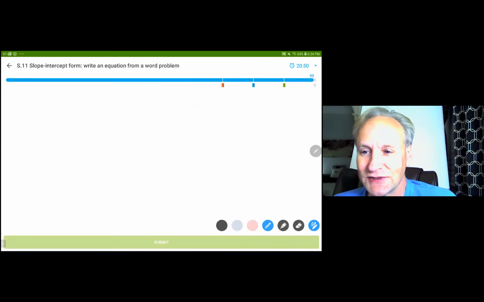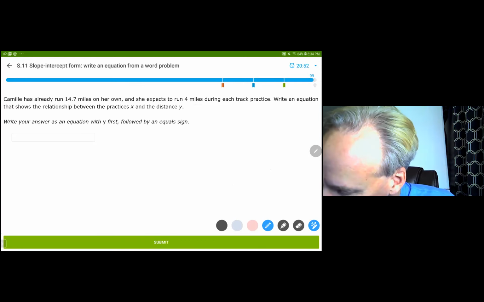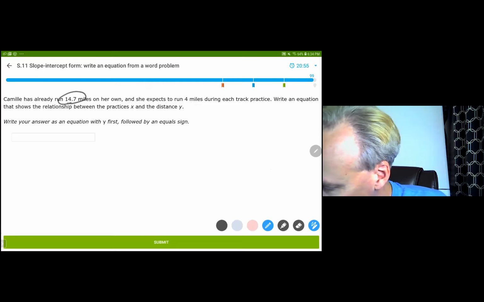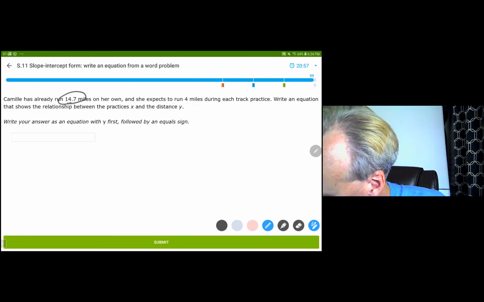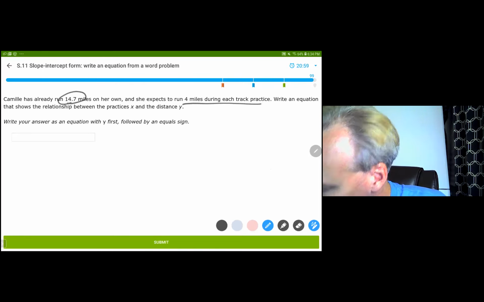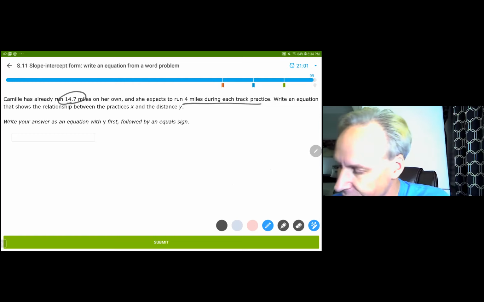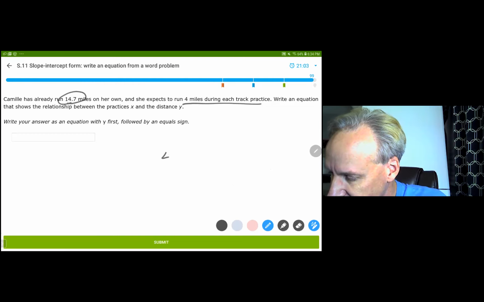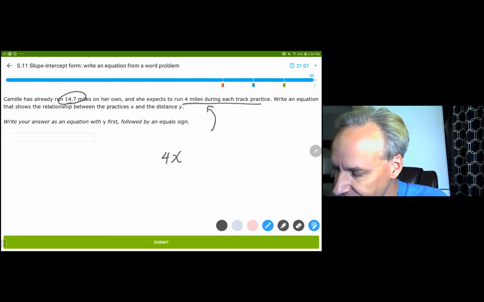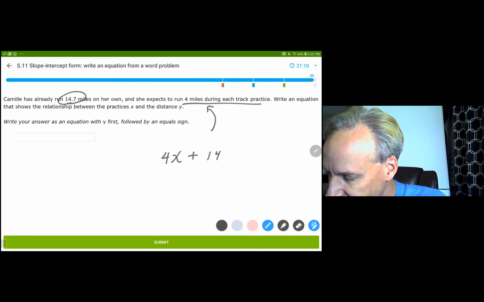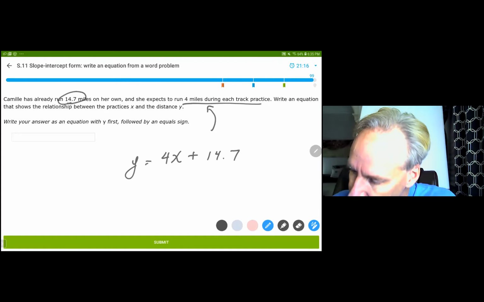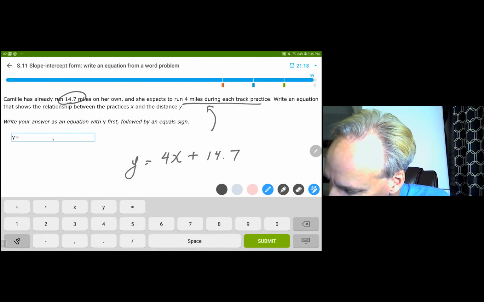And we have one last one, and then we're done. Camille has already run 14.7 miles on her own, and she's going to run 4 miles for each track practice. So if we talk about the number of practices, x, we're going to multiply it by 4 to get the number of miles. She's already run 14.7 throughout whatever time period they're talking about. And there's your y. y equals 4x plus 14.7.